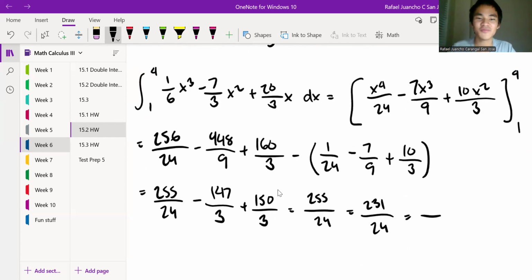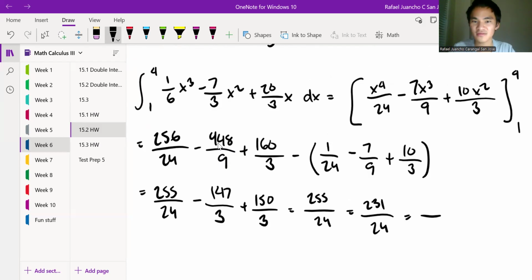See, this is what makes it annoying. 4 to the 4th is 256 over 24. This one maybe, what if I simplify it faster? This is 4 cubed. What if I do that? 64 over 9. What's 64 over 9? Is that a value? No, that's not.